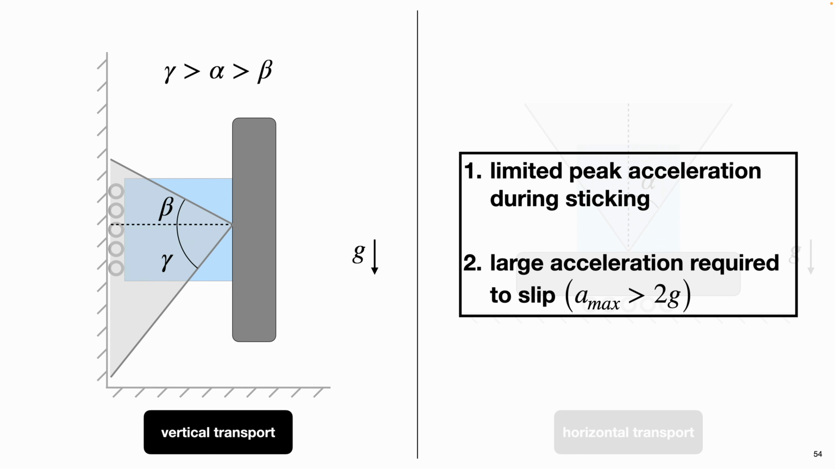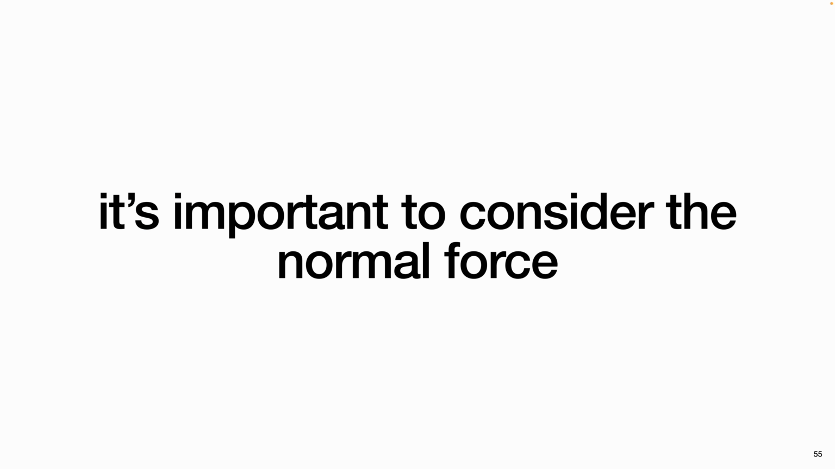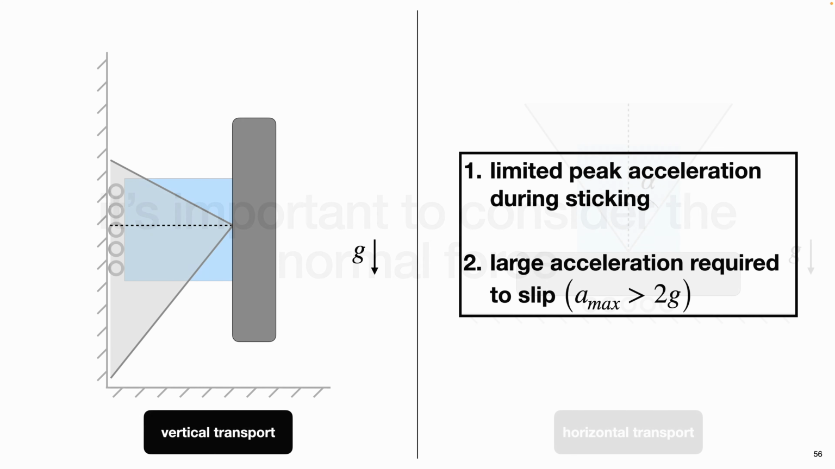Second, we need a much larger acceleration in order to exit the friction cone when we want to transition from sticking to slipping. Placing some lower bounds on the required normal force, we were able to show that you need a maximum acceleration of at least 2g in order to exit the friction cone. Another consideration for vertical transport is the normal force. In horizontal transport, the normal force is simply a result of the weight of the object.